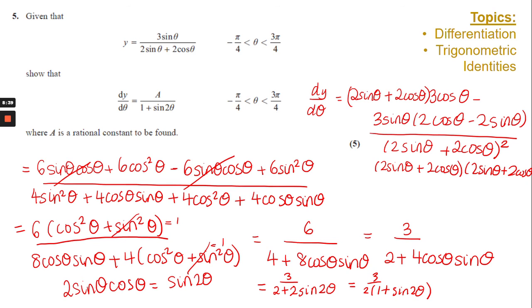Now this is just a constant, a rational constant that needs to be found. So I can see I've got 3 over 2 over 1 plus sine 2 theta. So if I put the 3 over 2 on the top over 1 plus sine 2 theta, that would be my rational constant, which is 3 over 2. Okay, so by just simply rewriting what we already have there, we should be able to get an answer. And there we have it.